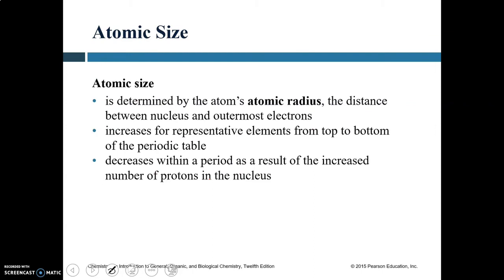So what is atomic size? Atomic size is determined by the atomic radius, the distance between the outermost electrons and the nucleus. So the law, sort of a trend for atomic size, is that atomic size increases only for representative elements as you go from top to bottom of the periodic table. Atomic size essentially increases in the same group as you go from top of the group to the bottom. Within the period, atomic size decreases as you move from left to right.